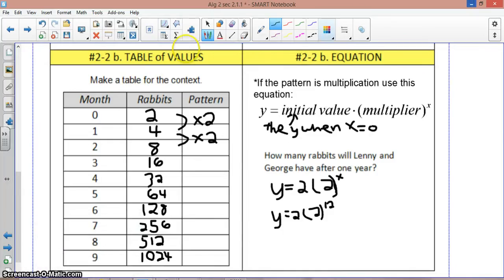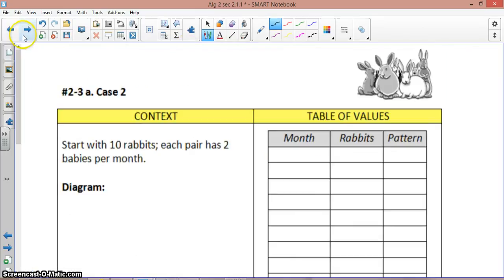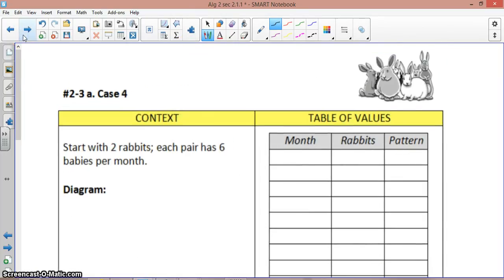Alright, so there are 3 other cases: case 2, case 3, and case 4. Please complete them on your own or with your group. Please make the diagram because that's going to help you determine the pattern. Don't just assume what the pattern is going to be. Please work it out. And then you are going to answer the questions that I posted on Google Classroom.